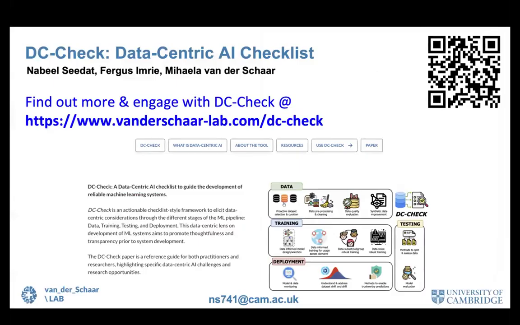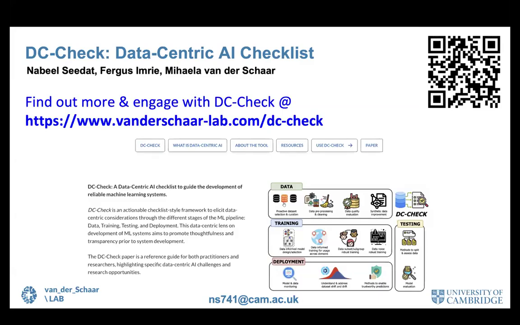So about a year and a half back, we introduced something called DC Check, which is a data-centric AI checklist. And the idea is that we wanted to help both industry practitioners and researchers, as a guide for the development of reliable machine learning systems more broadly.